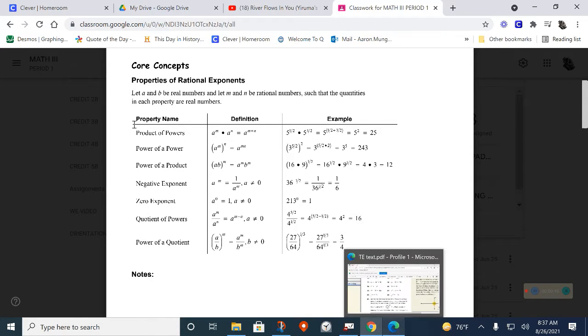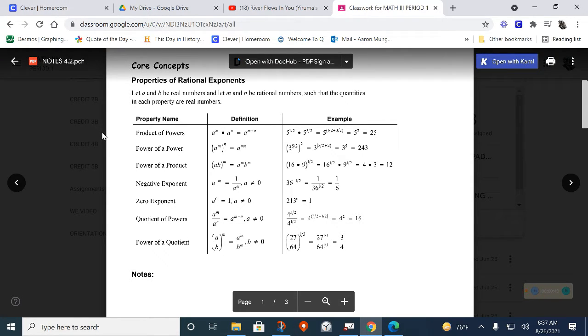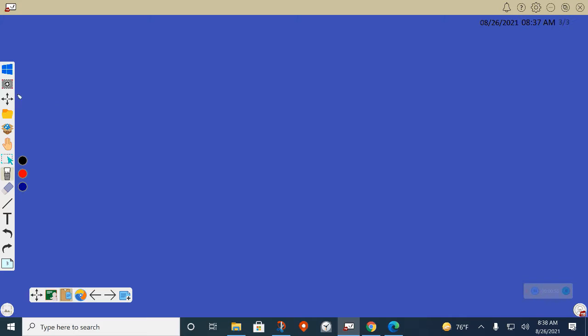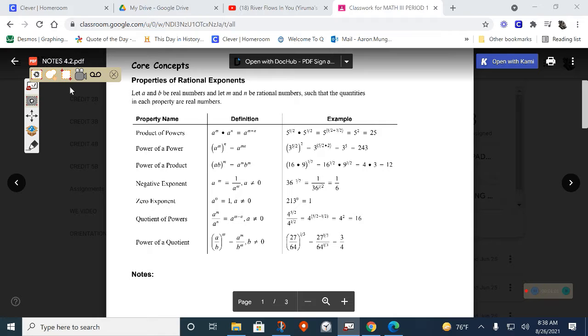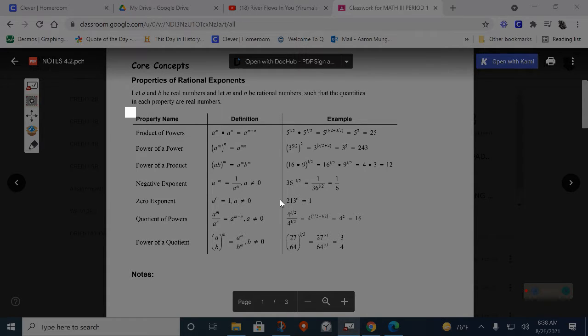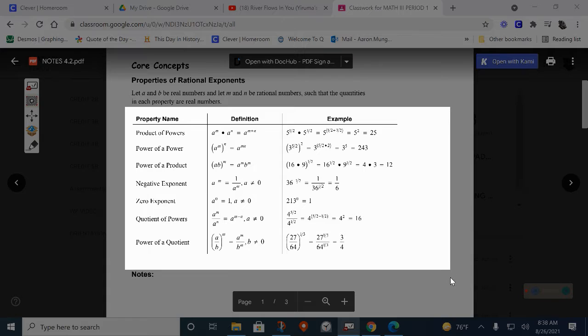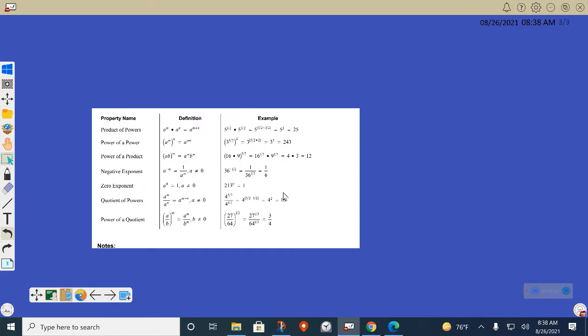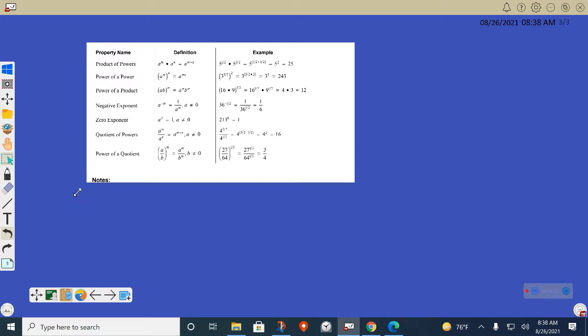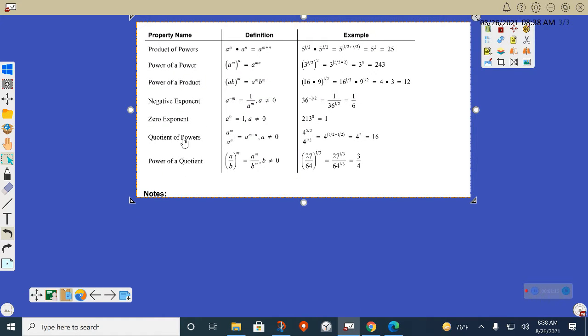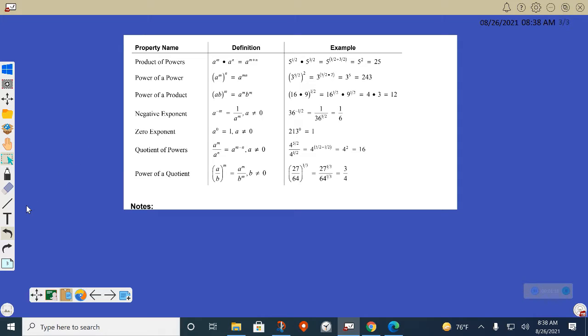So, I'm hoping, I'm not sure if it's the case, I'm hoping this kind of looks familiar. Let me copy and paste this puppy. Let me paste it to my board. Does this look familiar to you, Ms. Diaz? Look at these property names on the left, product of powers. Yes, it does. De La Rocha, does that look familiar to you, what's on your screen, this stuff? No. Okay, how about you, Dominguez? Does it look familiar?